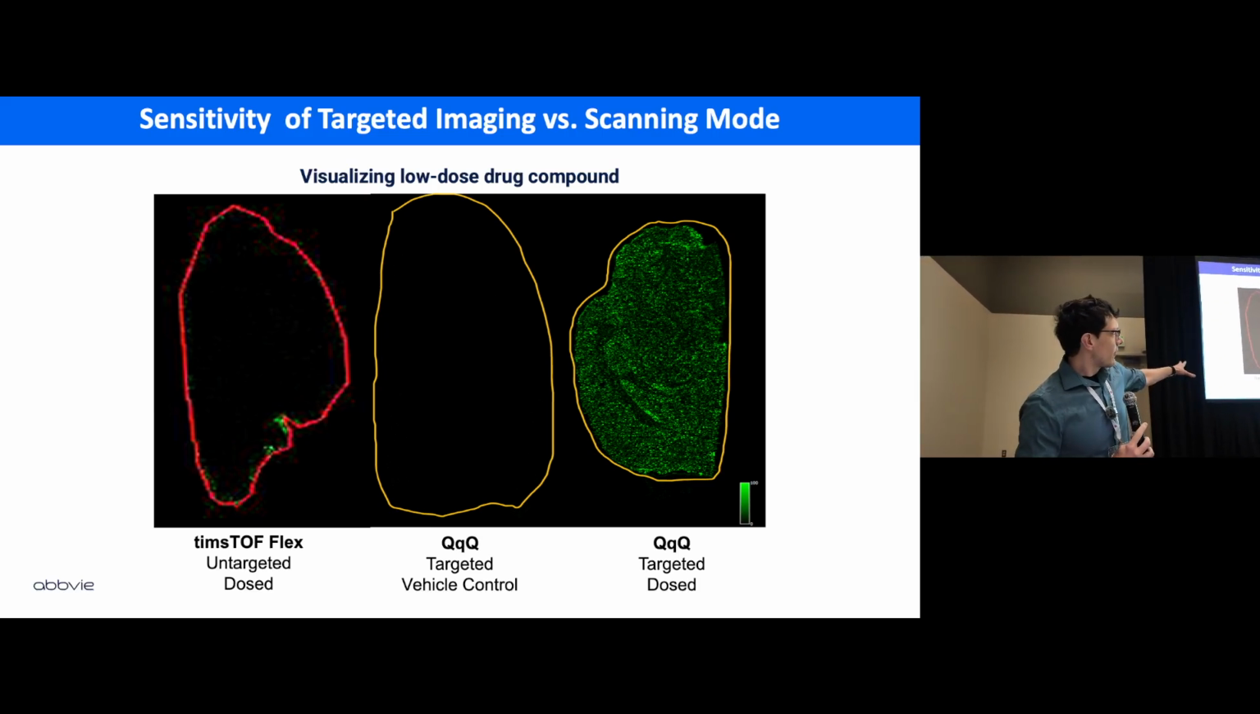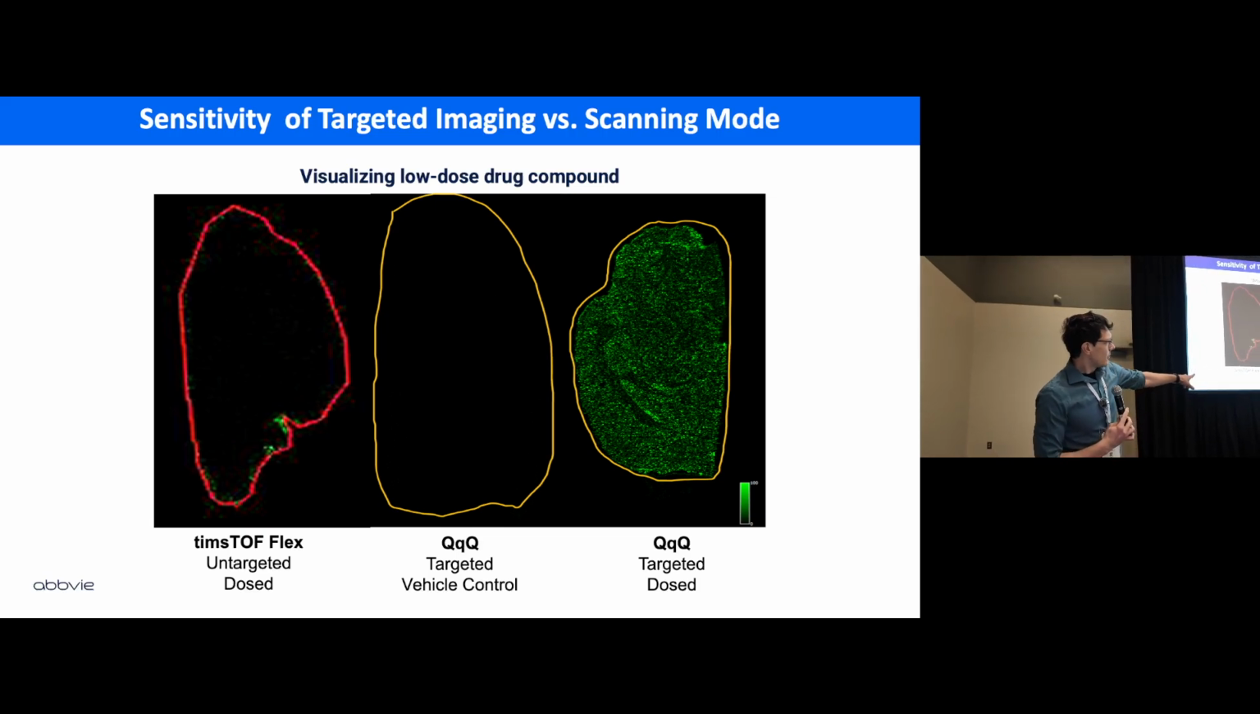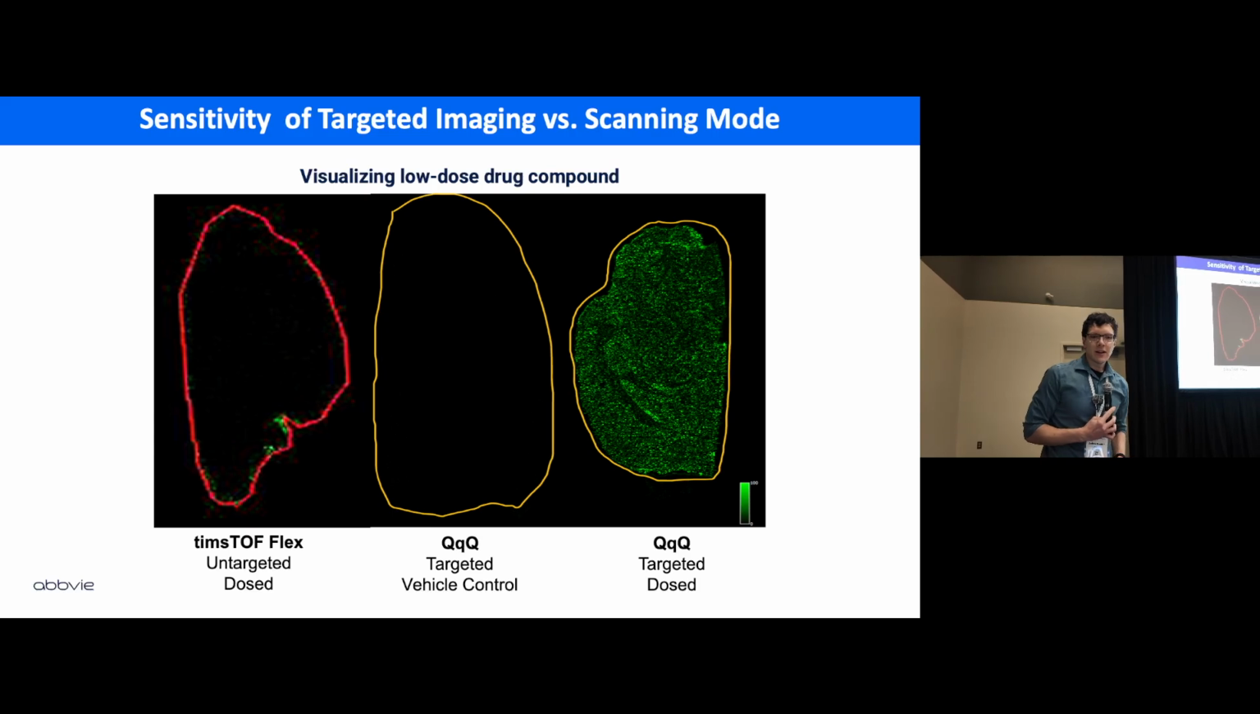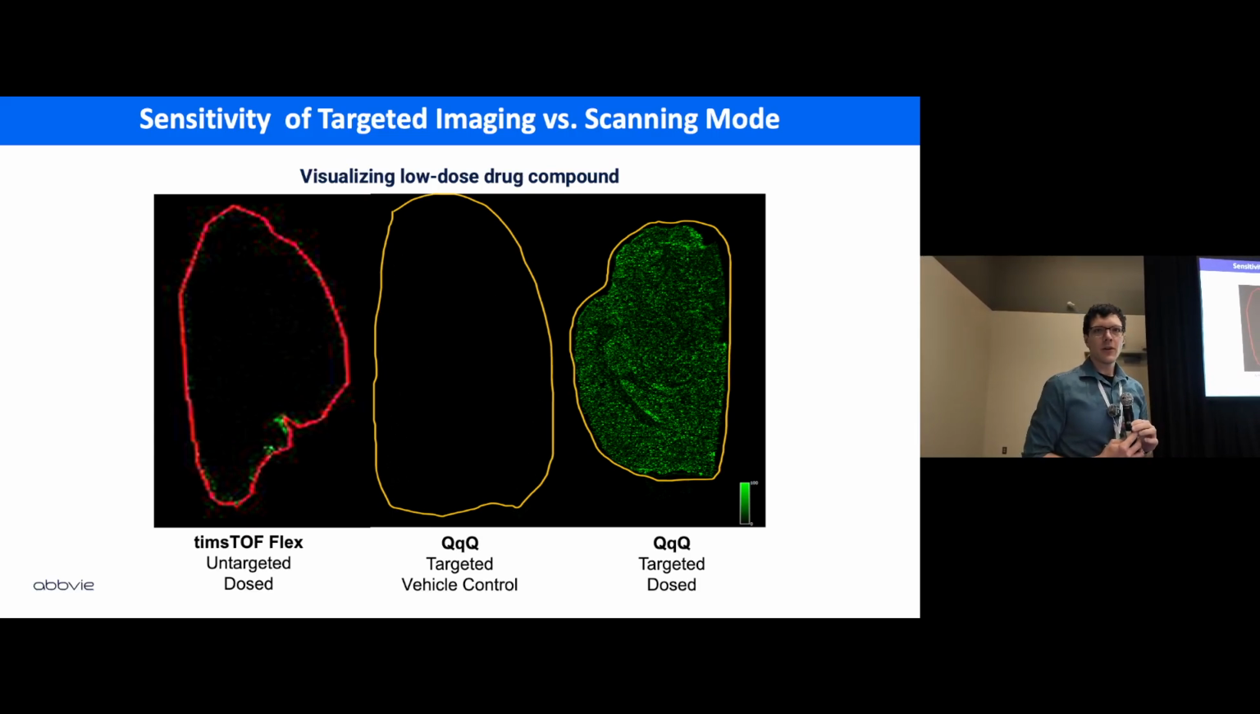On the left is what I ran for the timsTOF Flex. This was an untargeted approach. That has been dosed. You will note that there is not a lot going on in there that I can tell from the timsTOF Flex. It looks awfully like what it looks like on the triple quad whenever I am looking at the vehicle, and that there is nothing, which is great. I want nothing in the middle, but I should be seeing something on the left. But if I run this exact same experiment on a dosed tissue on the right, all of a sudden I can start to see different brain structures, where this drug that I know penetrates the blood-brain barrier is actually very well distributed throughout the brain.